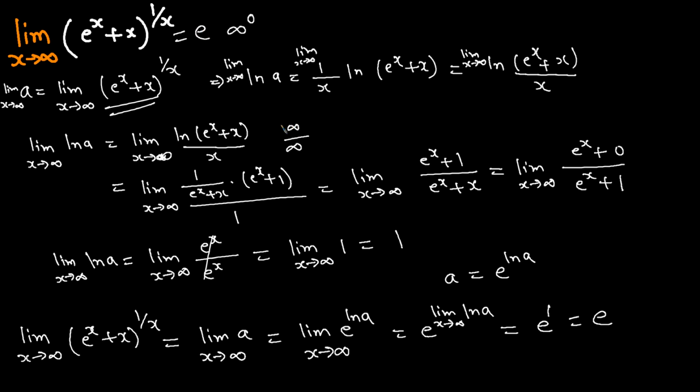Alright, so we played a trick over here. We assumed this whole thing is equal to a, and then we took the limit and used some properties of logarithms. Then we used L'Hopital's rule to find the limit of log natural a, and then we used another trick of logarithms: a is equal to e raised to power log natural a. We plugged that into our function and found the limit.